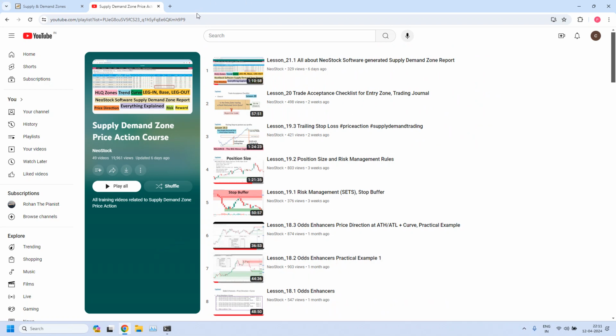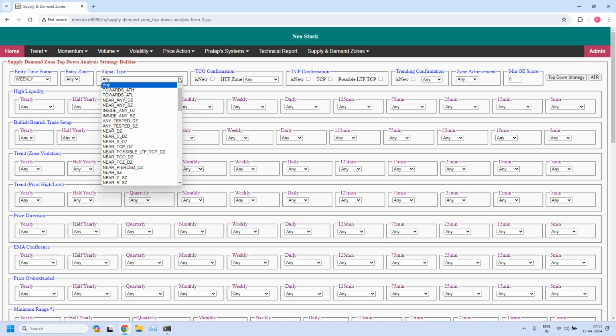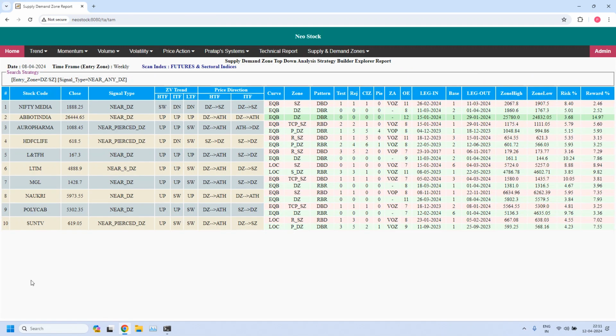Now let's get into the weekly report generation with the help of NeoStock software, supply demand zone top-down analysis strategy builder. Because we are selecting weekly reports, I am selecting the entry time frame as weekly. Now let us find the stocks near weekly demand zone. These 10 stocks are filtered which are near to the weekly demand zone.